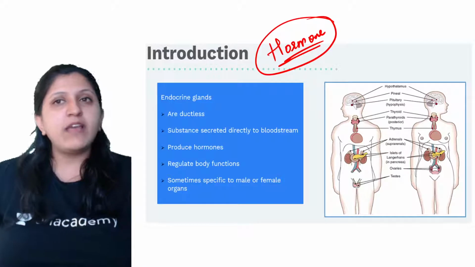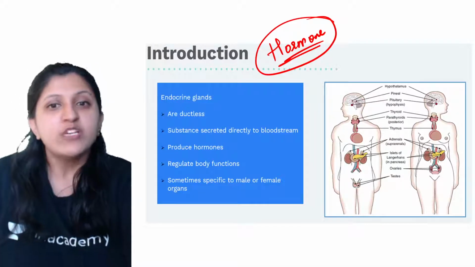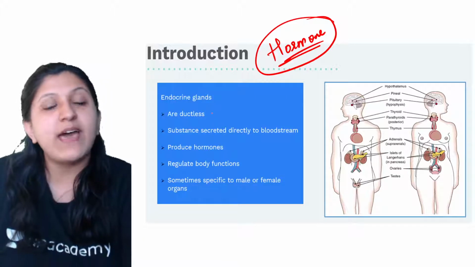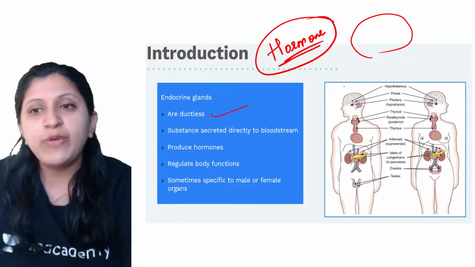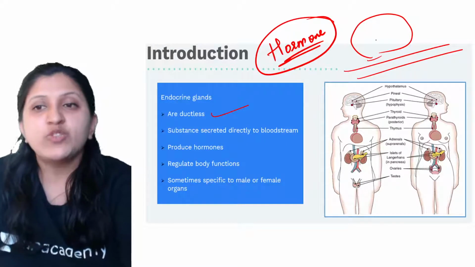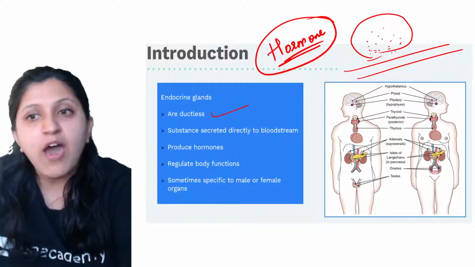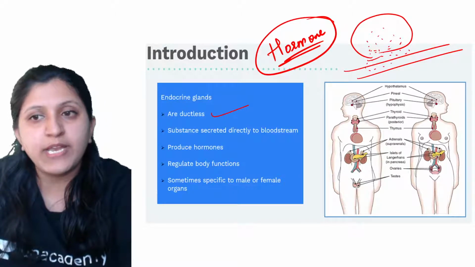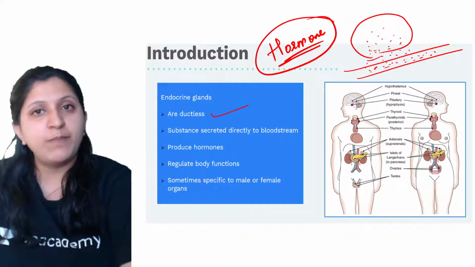We will see what exactly the pituitary hormone is going to do now. Endocrine glands are ductless glands. There is a gland, and below it you can find a blood vessel. This gland is going to secrete a hormone, and the hormones secreted here are going to diffuse into the blood vessel.